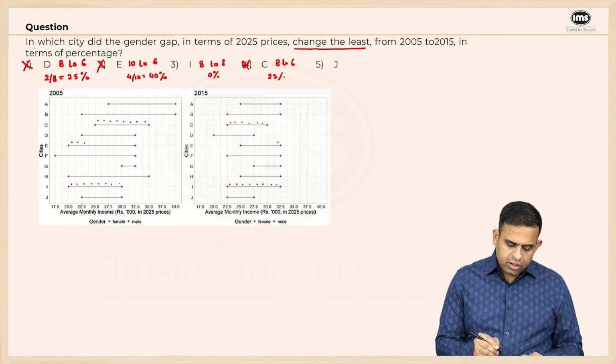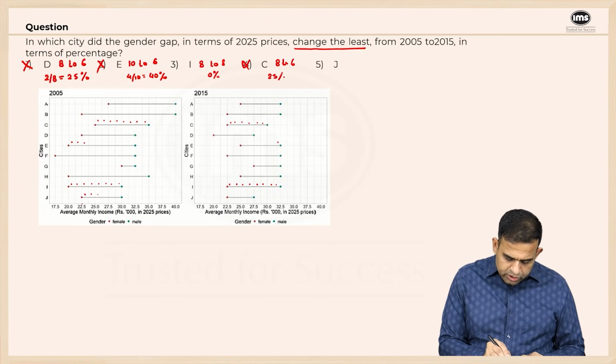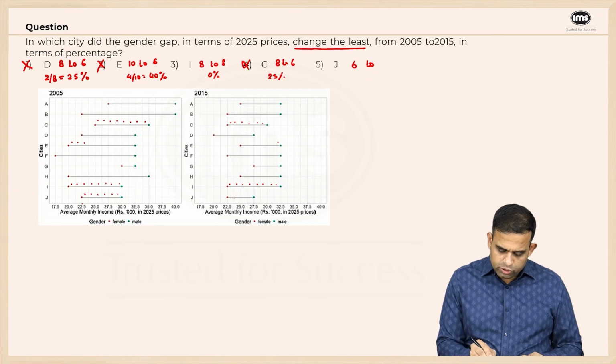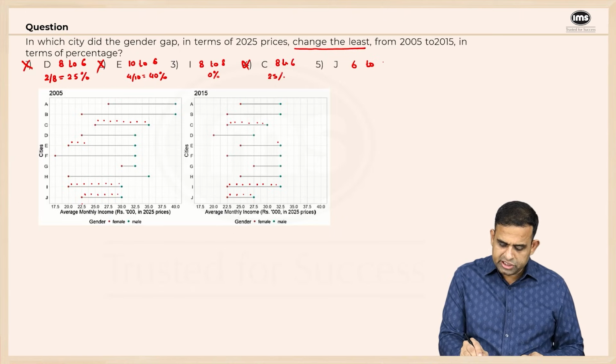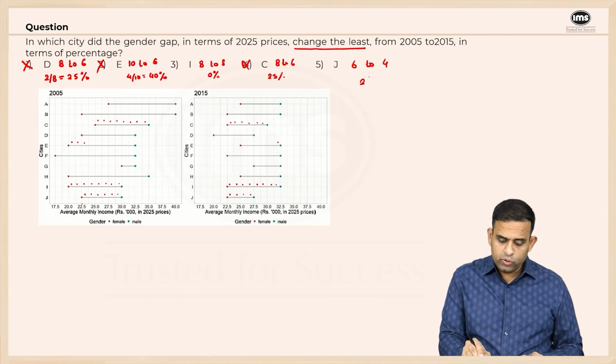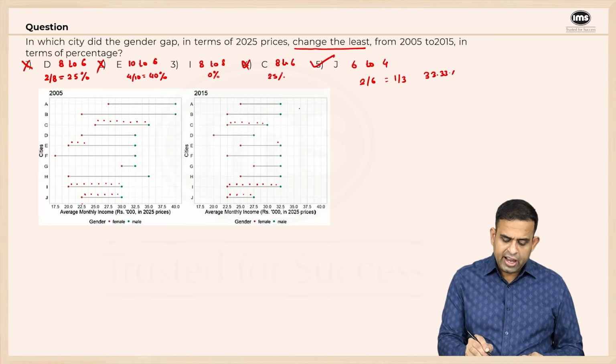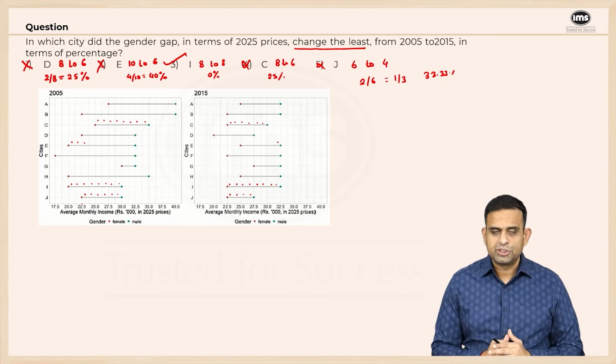For J, if I look at it, we have 6, and it goes to 4. So 6 to 4, it's a drop of 2 over 6. So one can say 1/3, 33.33%. So clearly the lowest number seems to be in option number 3, which is city I. Hence one can say option number 3 is the required answer for this simple question over here.